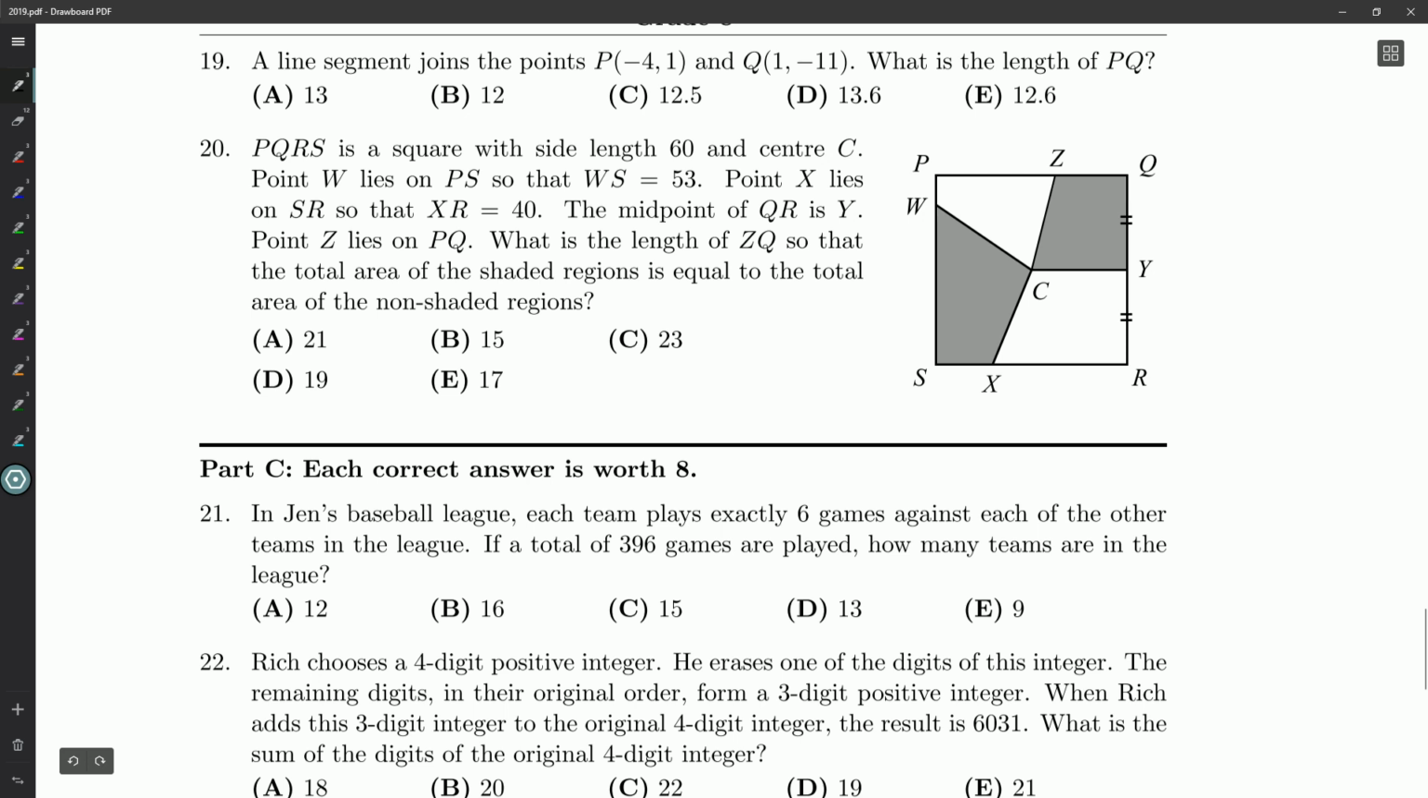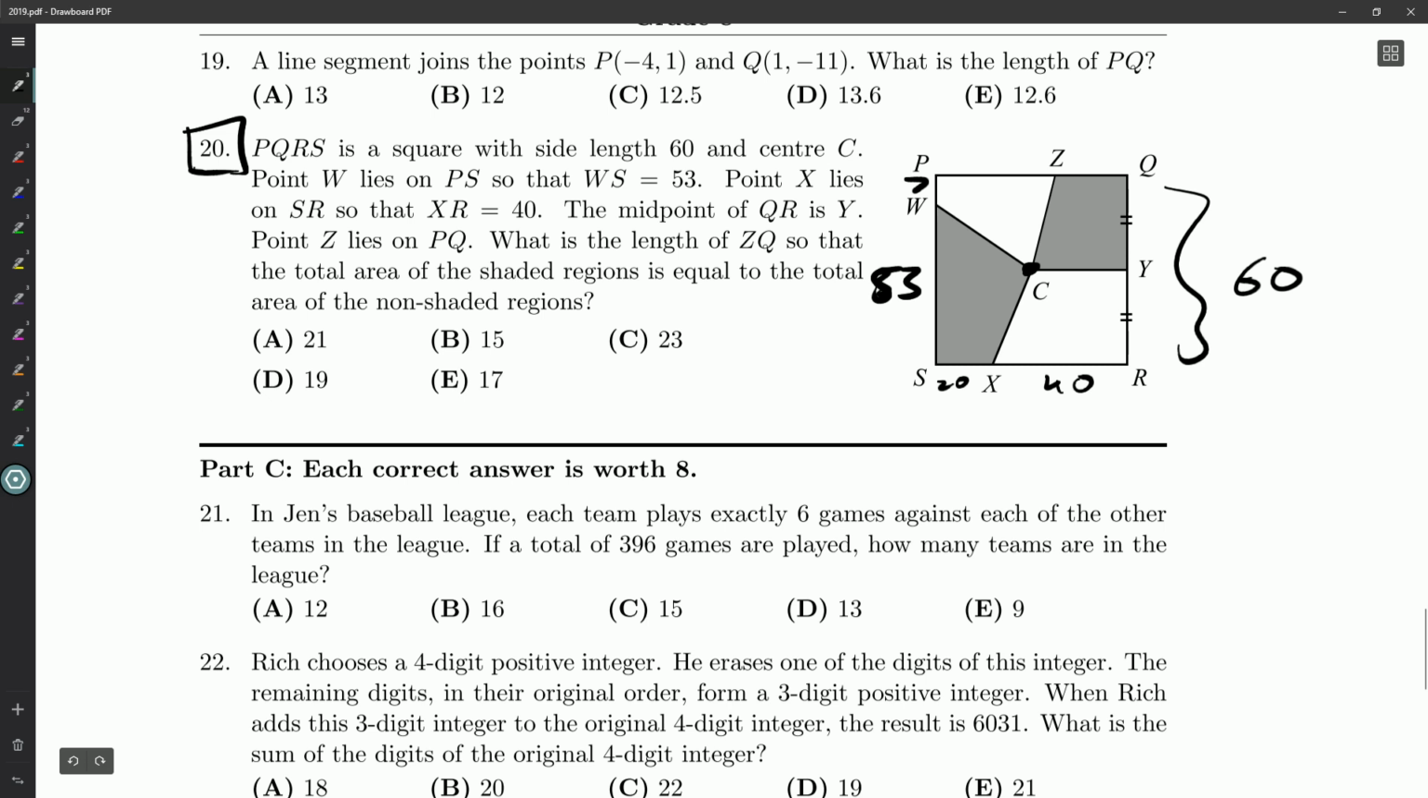Root Beer here, looking at question 20, finishing off part B of our 2019 Grade 8 Gauss. PQRS is a square with side length 60, center C. Point W lies on PS, so that WS is 53. That means we're going to have 7 down here. Point X lies on SR, so that XR is 40, and so that means this would have to be 20.